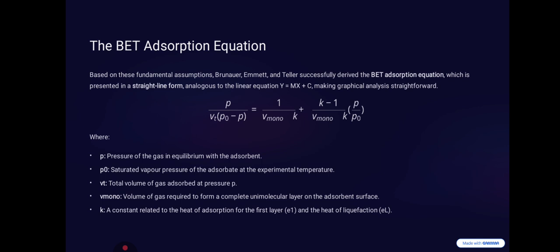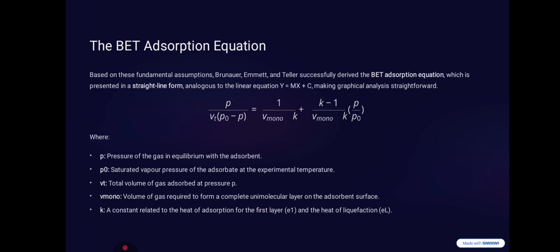P divided by Vt into (P0 minus P) is equal to 1 by V mono K plus (K minus 1) by V mono K into P divided by P0, where P is the pressure of gas in equilibrium with the adsorbent, and P0 is the saturated vapor pressure of the adsorbate at the experimental temperature.